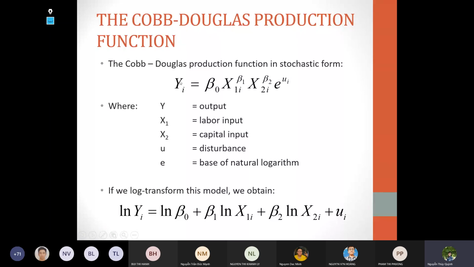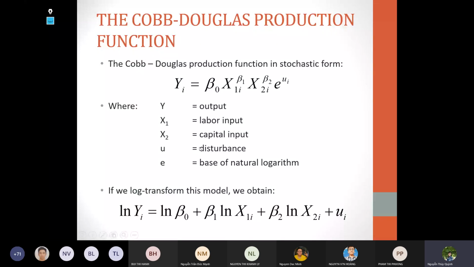If we leave the function like this, it will be hard for us to explain the effect of x1 here, labor, on the output, or explain the effect of capital on output. If we leave the function in this original form, it will be hard for us to analyze the effect of each input on the dependent variable, that is the output or production level.